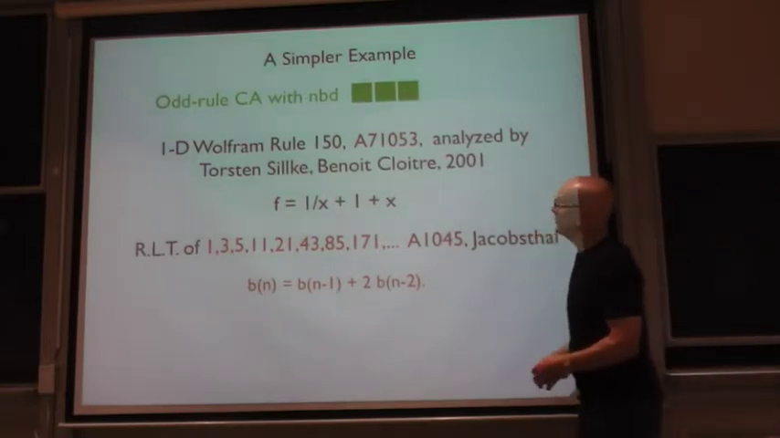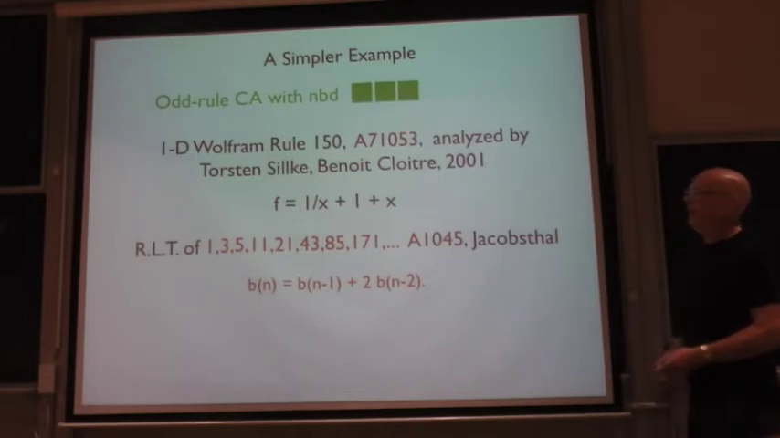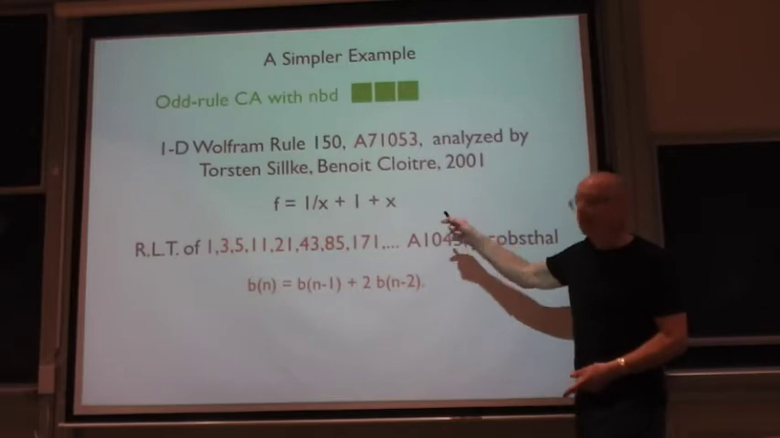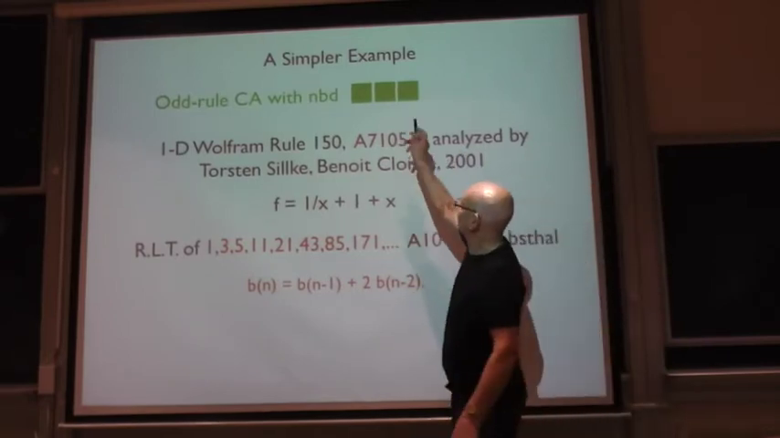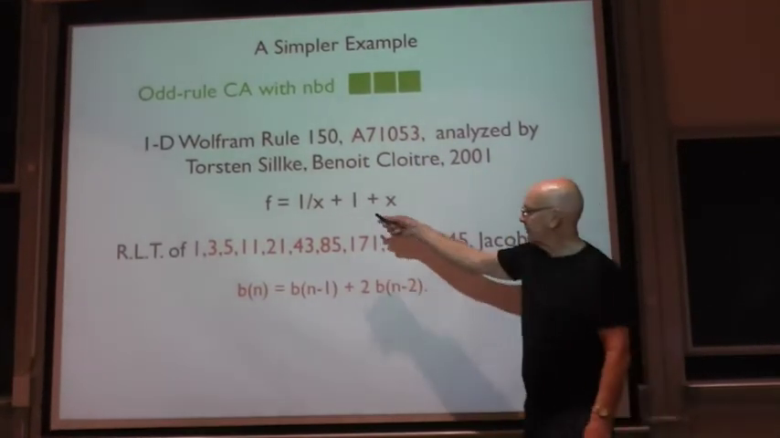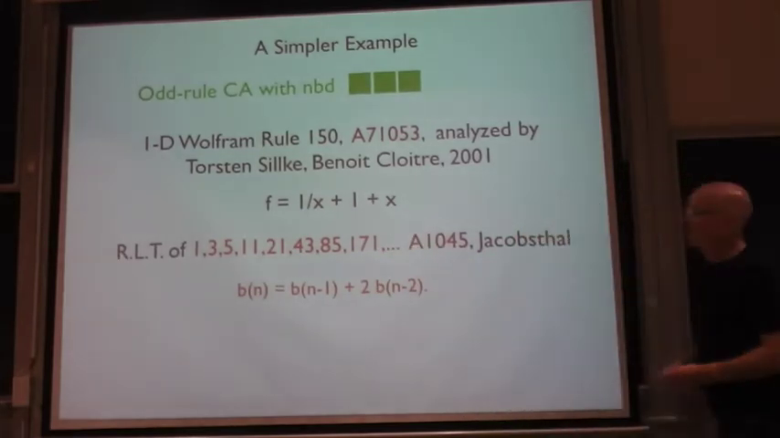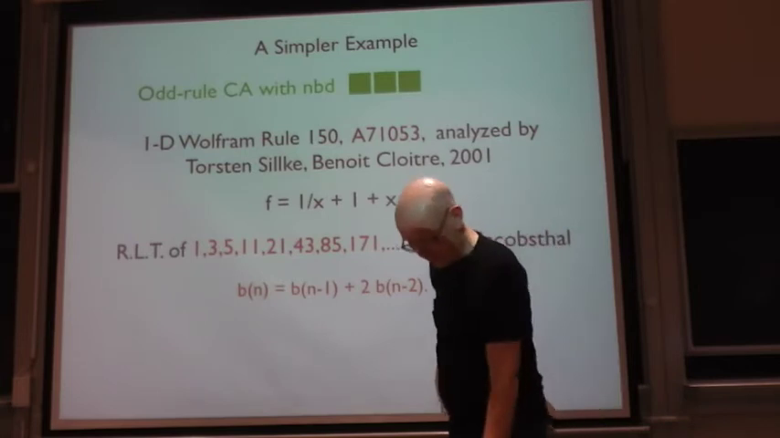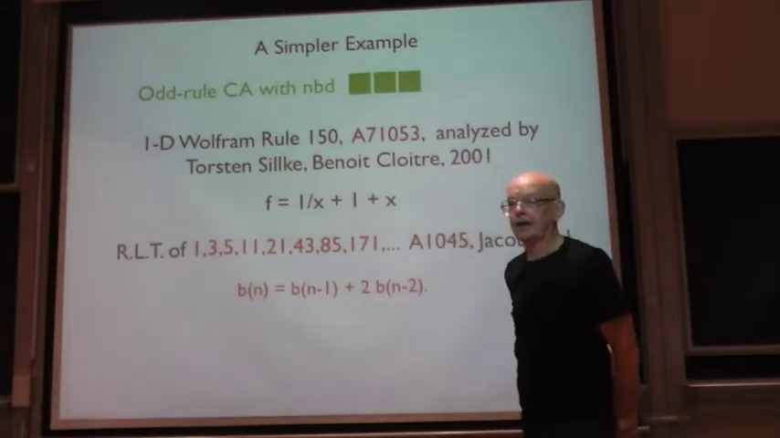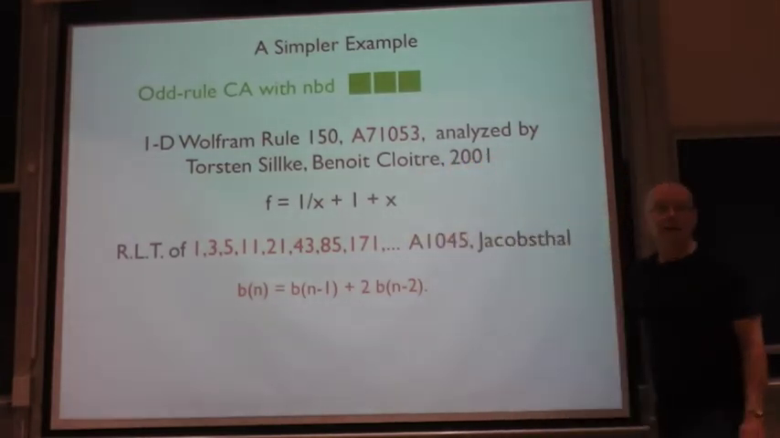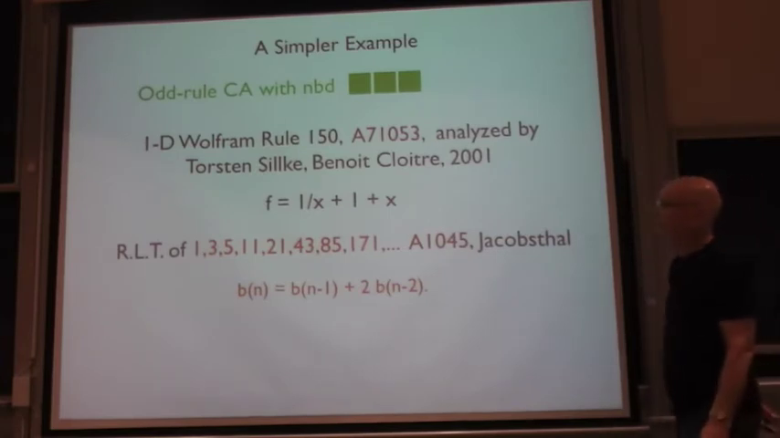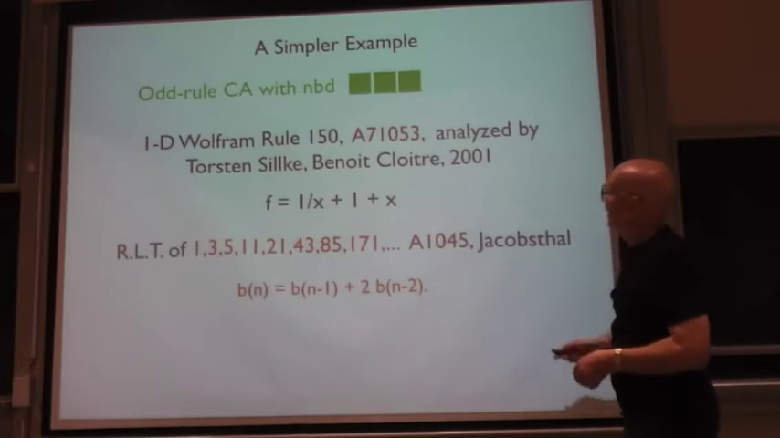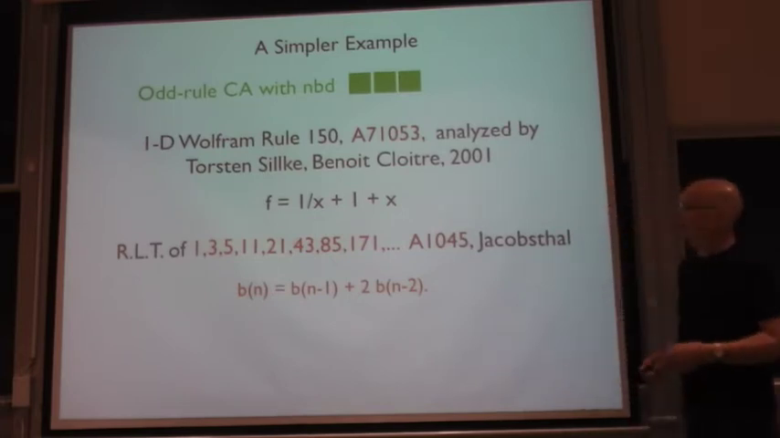All right. A simpler example. If we did the odd rule with this neighborhood, 3 cells in a row, so the neighborhood is 1 over x plus 1 plus x. So f is 1 over x plus 1 plus x. We want to know how many cells are on. This is one of the one-dimensional Wolfram rules. It's rule 150 out of the 256 one-dimensional 3-celled rules. And it's an old sequence in the database.